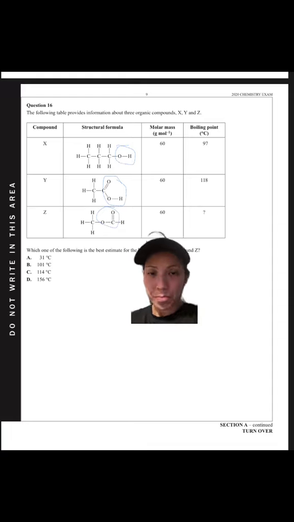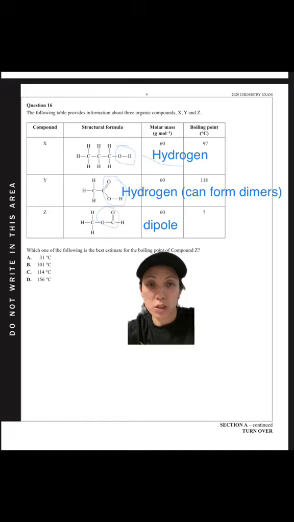So let's just summarize that. If you remember in terms of the strengths of the intermolecular bonds, you know that hydrogen bonding is the strongest, followed by dipole and dispersion. Now, the thing that you need to understand is that we've acknowledged that all molecules have dispersion forces, but in this instance, the main forces that dictate the boiling point here are the hydrogen bonding and the dipole-dipole interactions.